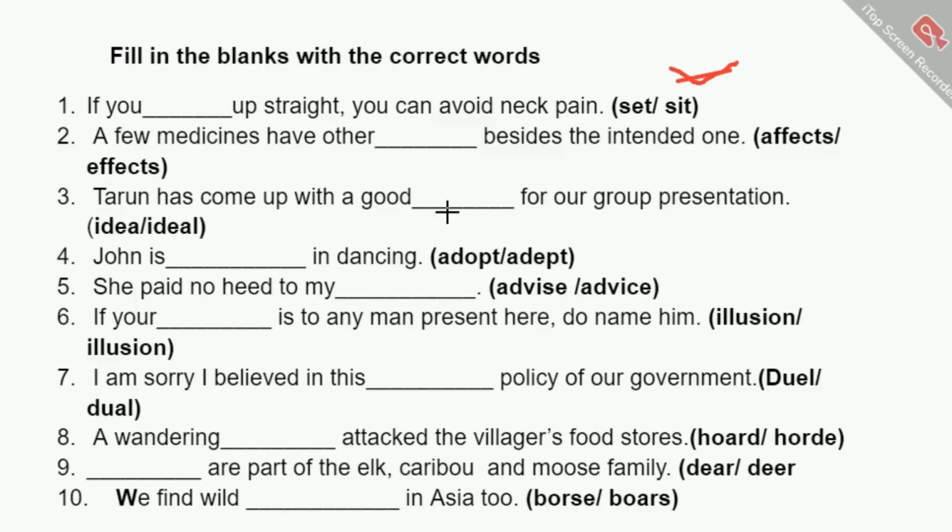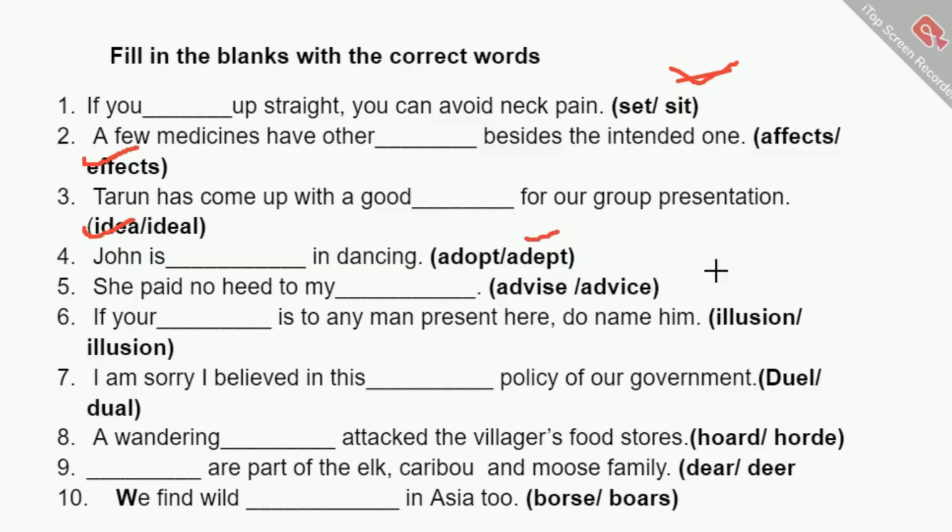Now here next we have: Tarun has come up with a good dash for our group presentation. Idea or ideal? Idea, that is a thought or plan. Now next we have: John is dash in dancing. Adopt, adapt or adept? Here adept, ADEPT. That shows highly skilled or proficient in a particular activity.